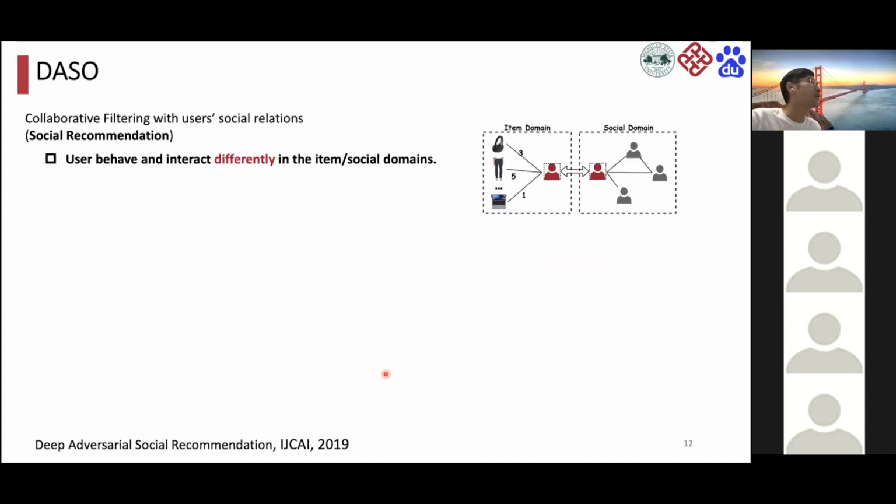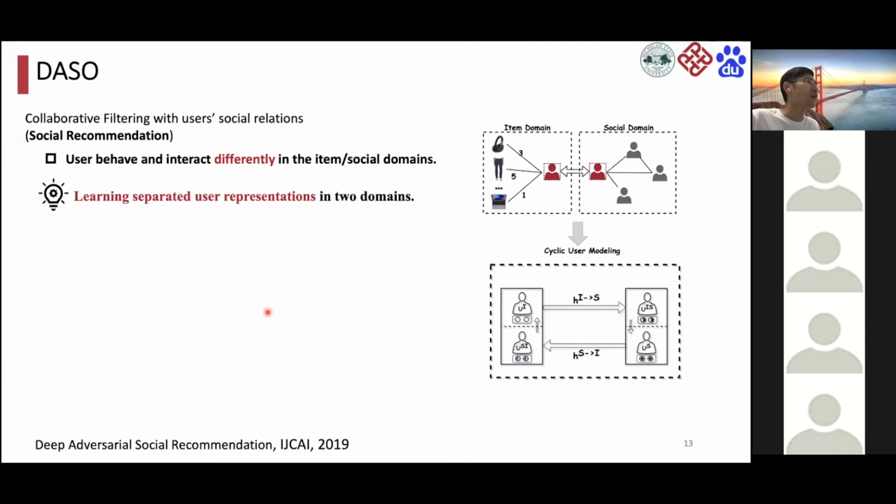On the other hand, in social recommendations, user representations in the item domain and the social domain should be heterogeneous, because users may behave and interact differently in these two domains. Employing unified user representations may restrain the user representation learning in each domain. So it's desirable to learn separated user representations in the item domain and the social domain.